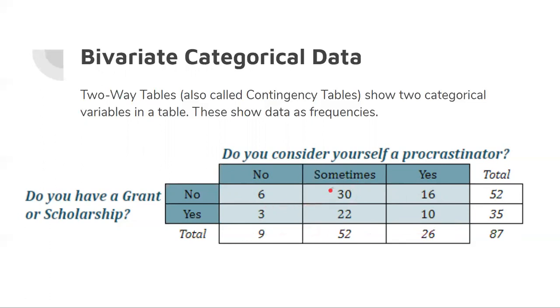There were 30 people that said they're sometimes a procrastinator and that they don't have a grant or scholarship. So I'm lining up the column and the row answer for that 30. Okay. Just jumping around, 22 people said they were sometimes a procrastinator, but that they did have a grant or scholarship. Okay. So these are all the possible ways people could have answered and the number of people that answered the 2 questions in that particular combination.